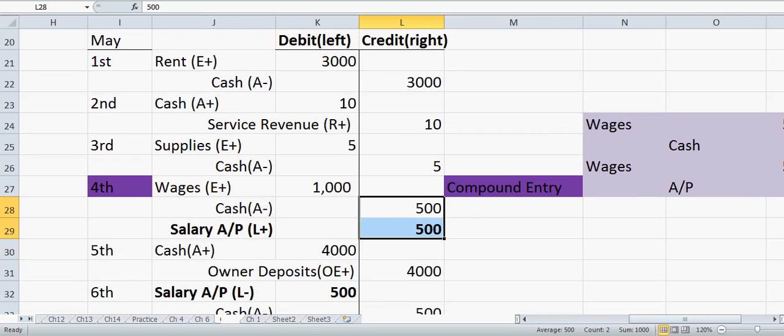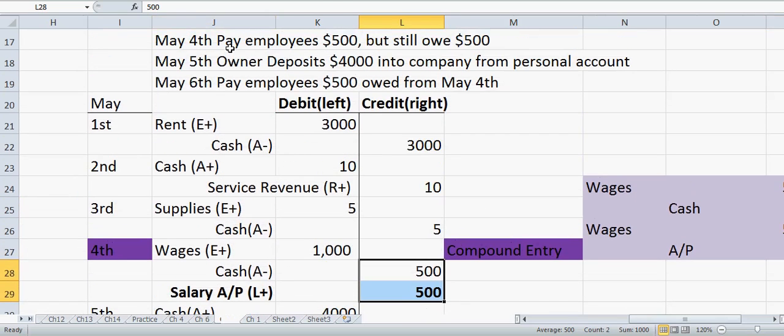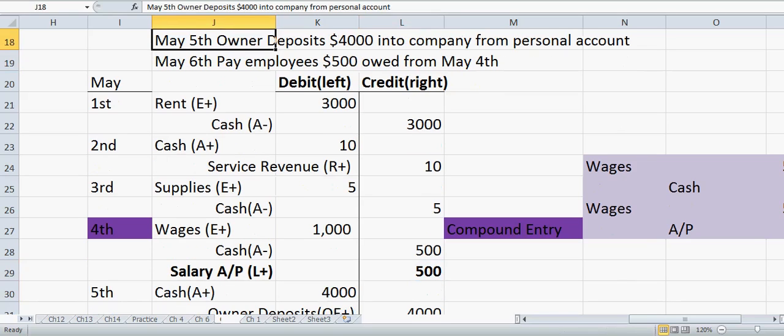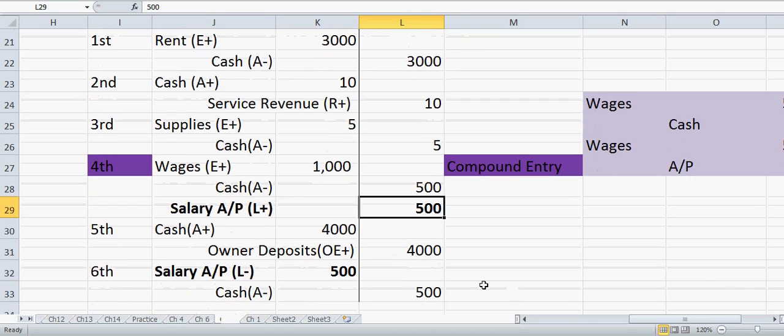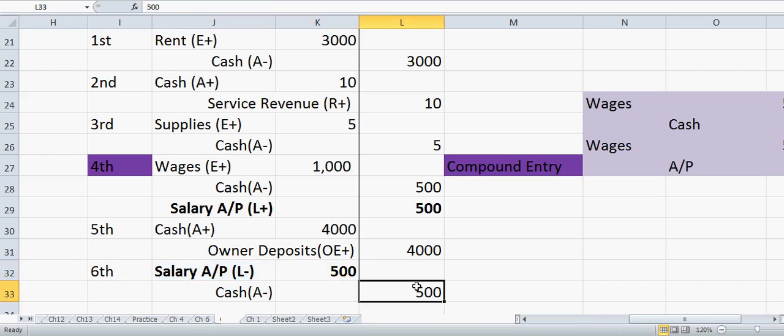On the 5th, the owner deposits $4,000 of their own money. So the business's cash is going up. So cash increased $4,000, and then our capital account, our owner's equity, increasing $4,000. On the 6th, we pay that employee the $500 we owed them. So I did have a liability going up. Now I want that liability going down. So this will take away that $500 I owed. And then now my cash is also going down $500.